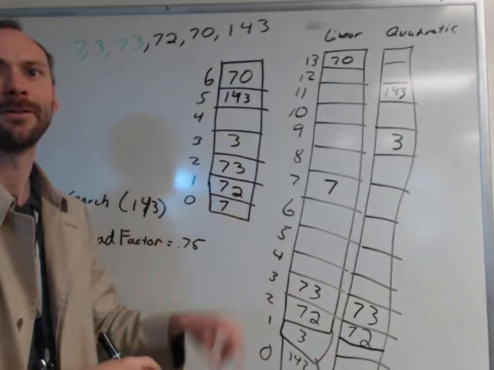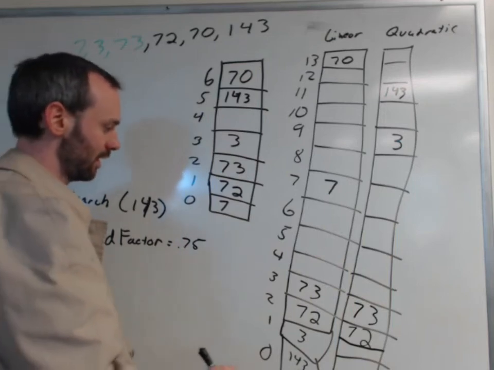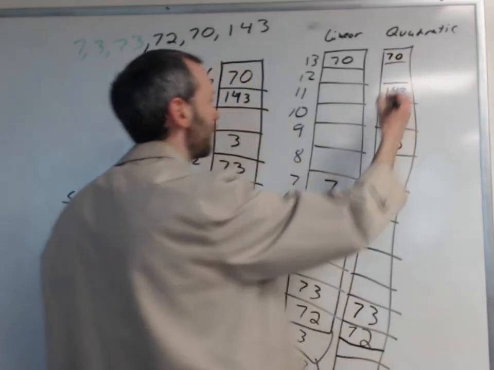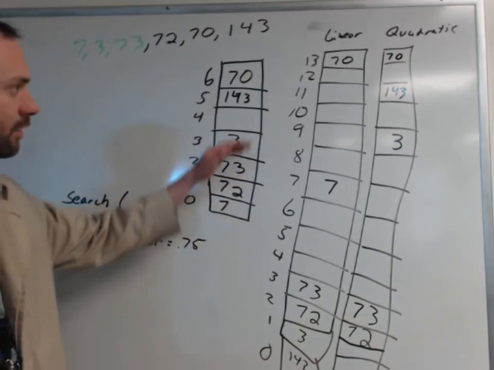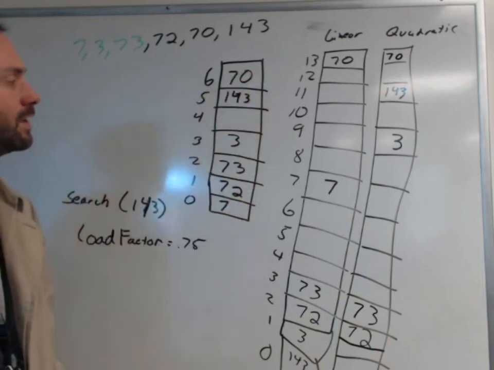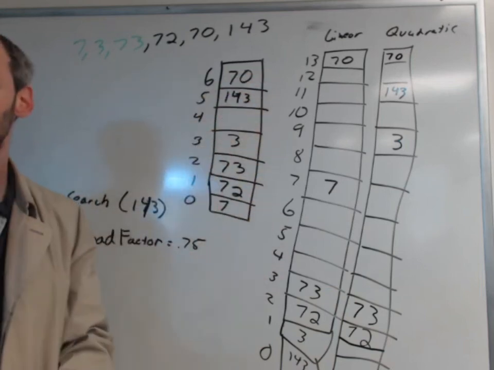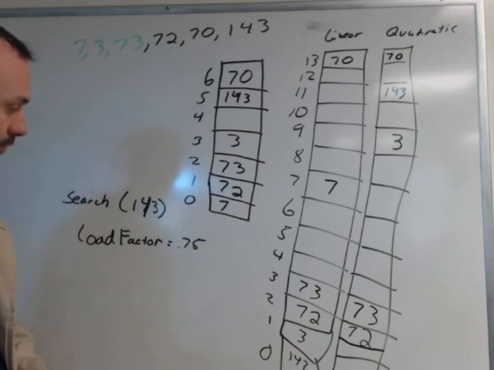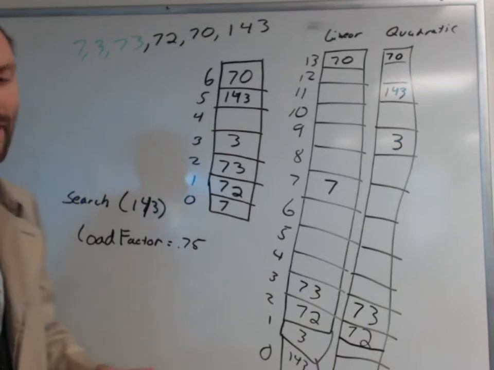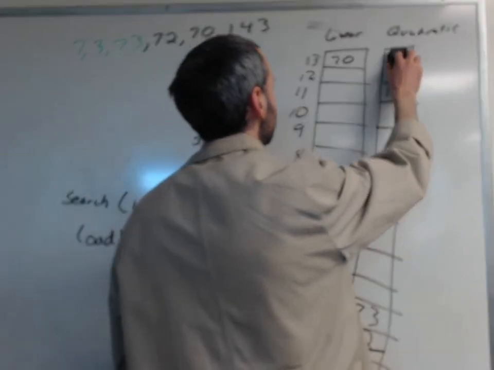You see how it's avoiding this clumping effect by jumping around? And then 70 would still go up. So you'd still have some type of chaining. Would 70 go to 0? Which one? Oh, yeah, you're right.